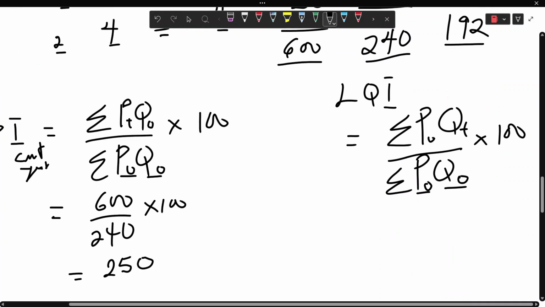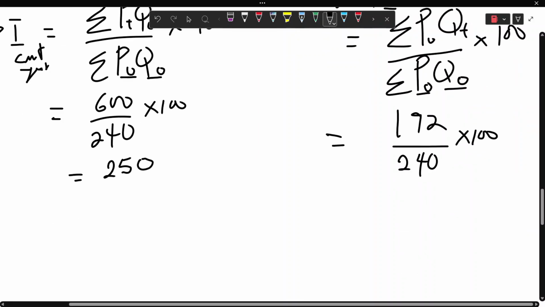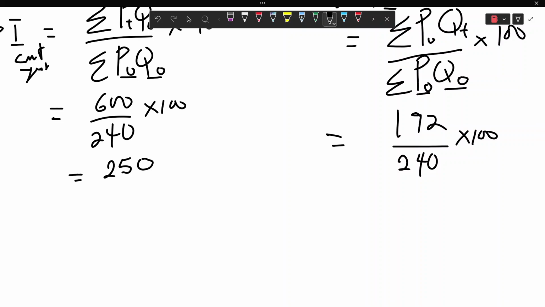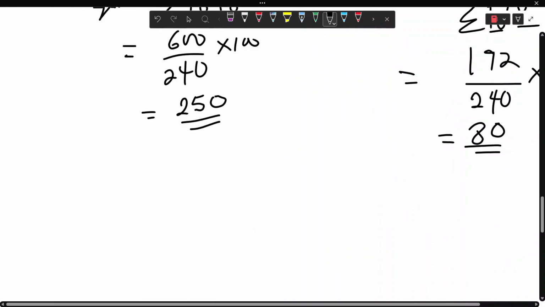Now let's find the Laspeyres quantity index, which is 192 divided by the summation of the base year price and base year quantity, which was 240, times 100. 192 divided by 240 times 100 is 80. So we are done with the Laspeyres. Now let's come to the Paasche.